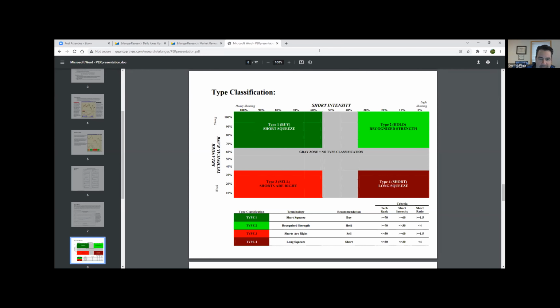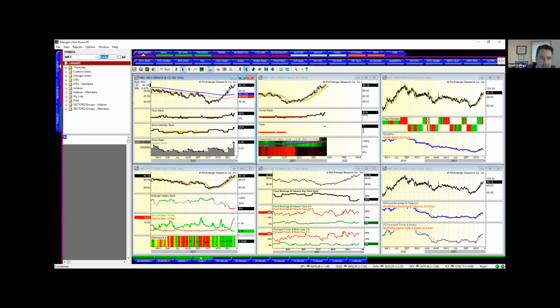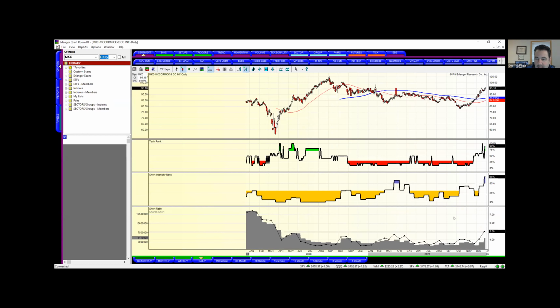So now let's go back to just looking at how we create a short intensity rank. So here's McCormick. Let's take a look at McCormick, and you can see what's really interesting is this is a short squeeze. Yeah, short interest is going up a bit, but the short ratio is really going up because not a lot of people are trading this right now.